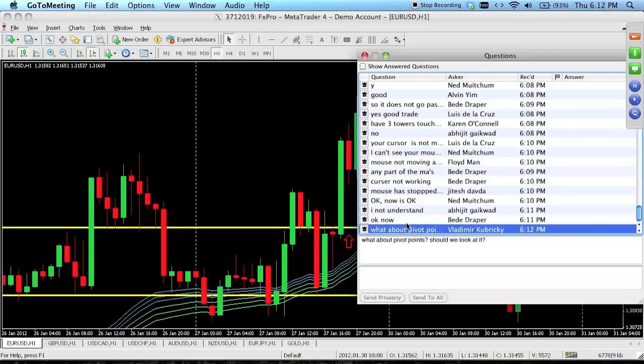Okay, it's working now. What about pivot points? Should we look at it? You can. If you want to go for more precise exits, always use pivot points. Pivot points are the best thing ever.